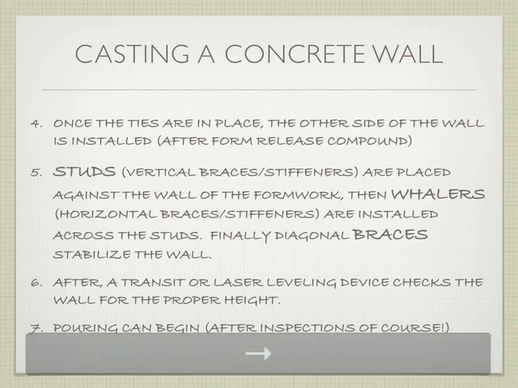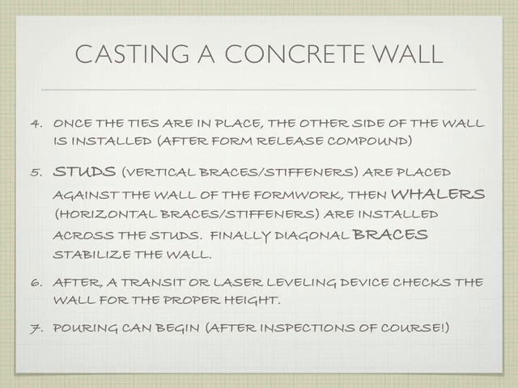Okay, so this is continuing on that list. Once the ties are in place, the other side of the wall is installed, after you spread the form release compound and put the reinforcing in. Then you're going to put the studs, or the vertical braces, in, followed by the whalers, which are the horizontal braces. And then the little steel brackets to hold the form ties in place. And then finally, you're probably going to need some diagonal braces to stabilize the wall.